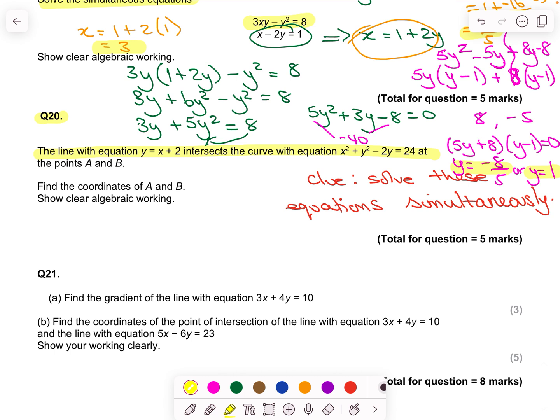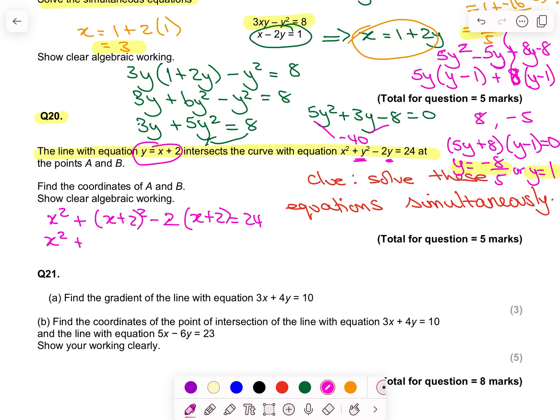So wherever I see y, I am going to replace with x plus 2. So x squared plus, instead of writing y squared, I'm going to write x plus 2 squared instead. And then instead of writing minus 2y, I'm going to write minus 2 times x plus 2 equals 24. So all I've done is here and here, wherever I saw y, I replaced it with x plus 2. So tidy it up, I get x squared plus x plus 2 squared.